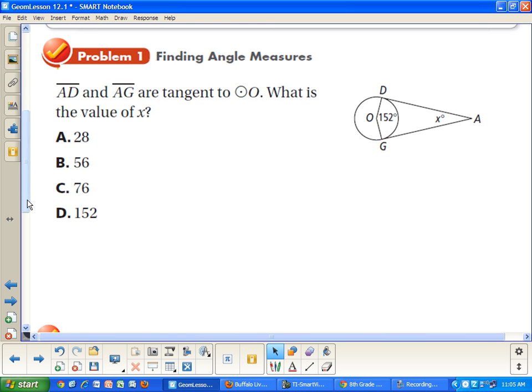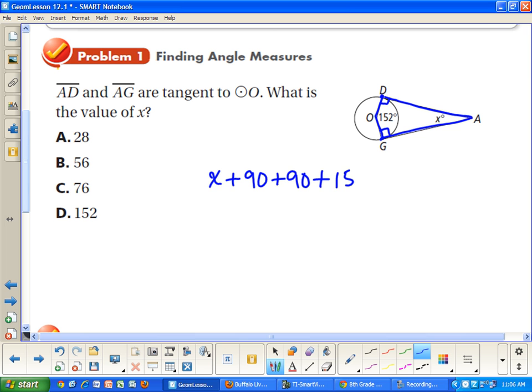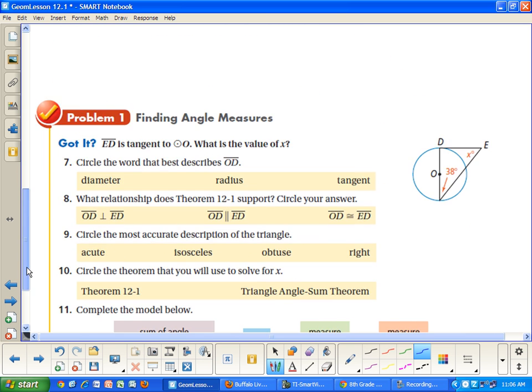If AD and AG are tangent to circle O, what is the value of x? Now we just learned that if these are tangents, then these are perpendicular segments. So out of this quadrilateral, we know three of the angles. And we know that all the angles of a quadrilateral add up to 360. So we're just going to add x plus 90 plus 90 plus 152 to get 360. And so x equals 360 minus those three angles, and that gives us 28. All right, I'll let you try that.